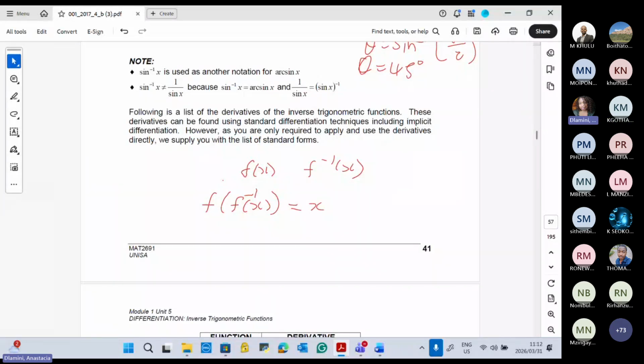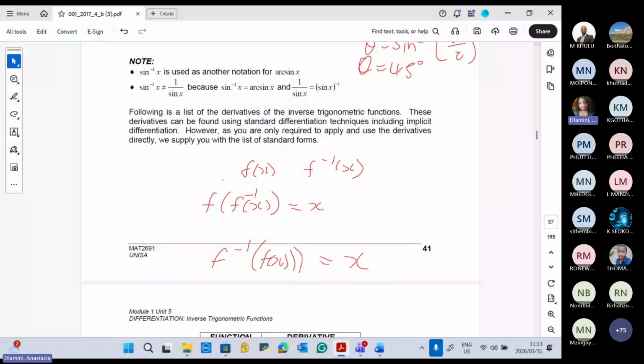Now, the same applies if you take the inverse and inside the inverse put the function f of x. You'll get what? You'll get x. Does that make sense? So it's basically similar to the chain rule, a function within a function. Yes, a function inside of a function. So meaning that if you take a function and put it inside the inverse, then you get x. And if you take the inverse and put it inside the function, you also get x.